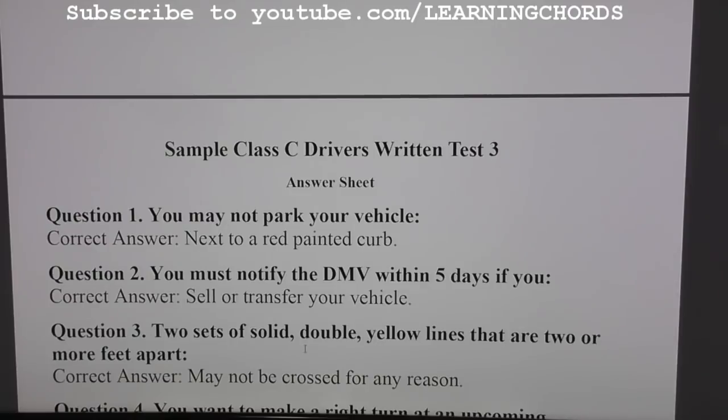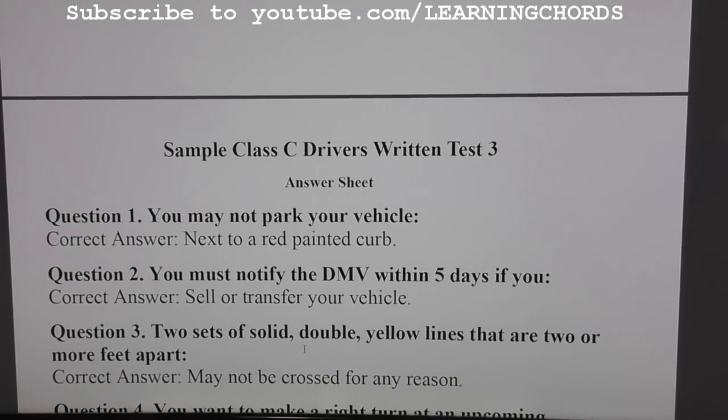These are the tricky questions. Be careful with these. 2 sets of solid, double, yellow lines that are 2 or more feet apart may not be crossed for any reason. So the double solid lines, not the broken lines where you can turn or cross or go into a center thing to do what you need to do.